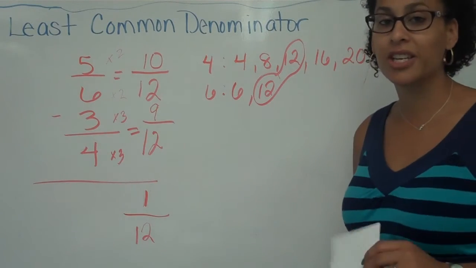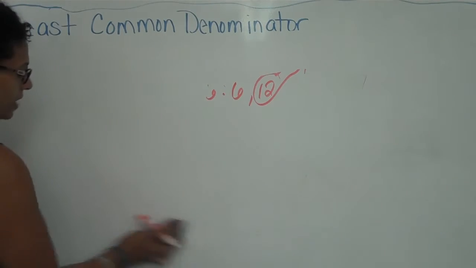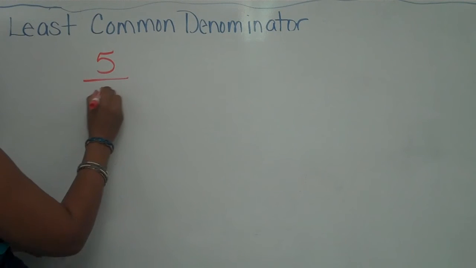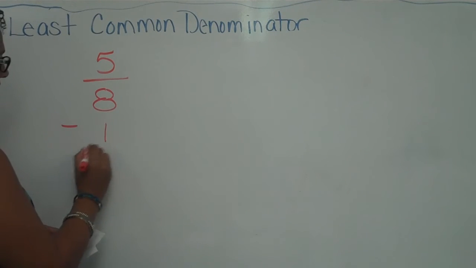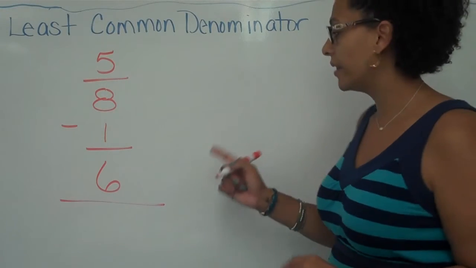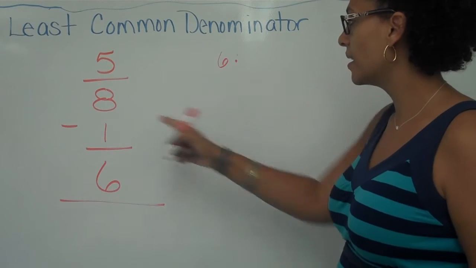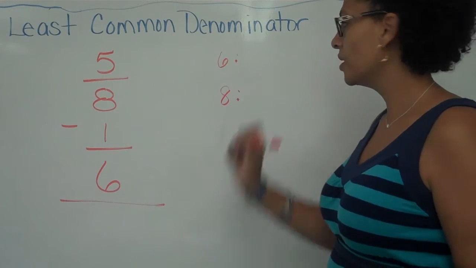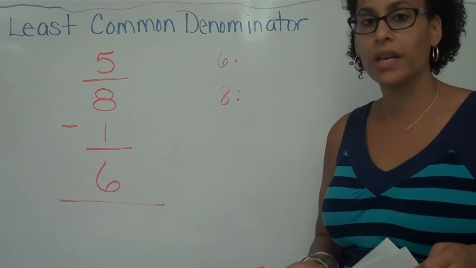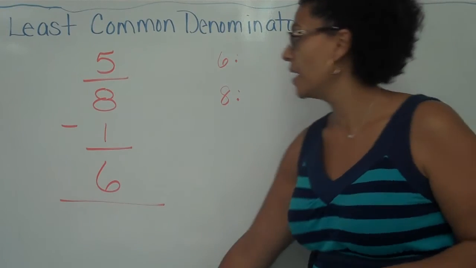All right, the next one you guys are going to try on your own. This will be one that I'll look for in class when you get here. 5/8 minus 1/6. Again, you want to start off with listing your multiples. So we're going to start off with our smallest digit, which is 6, the next digit, which is 8. So again, this is a great time to pause, work this problem out, go back and look at the other ones that we just did together to help you out, and then come back and see me.